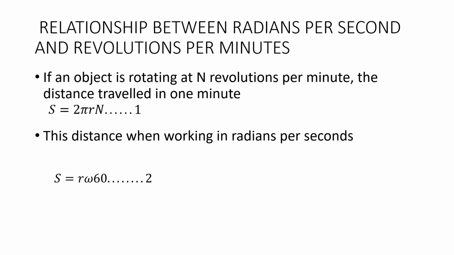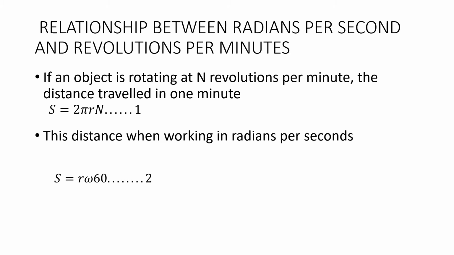Relationship between radians per second and revolutions per minute. If an object is rotated at n revolutions per minute, then the distance traveled in 1 minute is equal to 2πr times n. So it is the circumference times the number of rotations per minute. When working in radians per second, this distance is equal to radius times omega times 60. Radius times omega is the distance traveled in 1 second, so in 1 minute you multiply by 60 to get that answer.